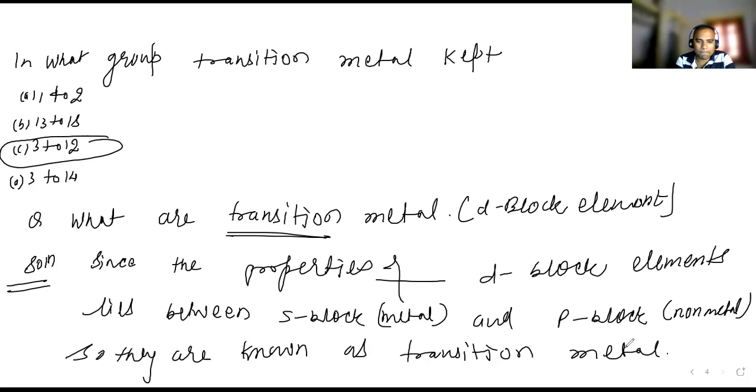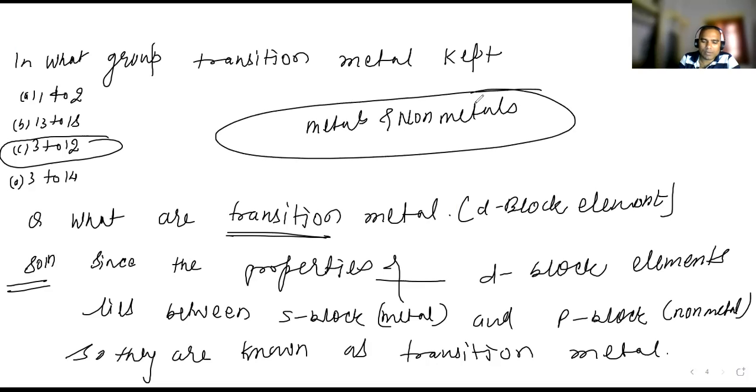Will you be able to understand these things? Can I erase this one? Yes. Okay, so the distribution of electronic configuration over noble gases they have given in the details. Metal and non-metal: in the next class we will study metals and non-metals in detail.